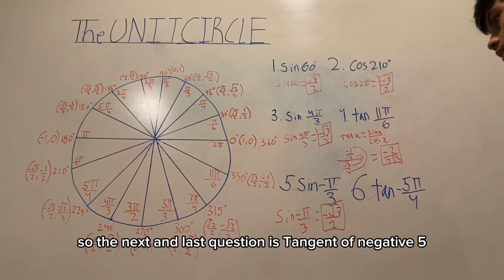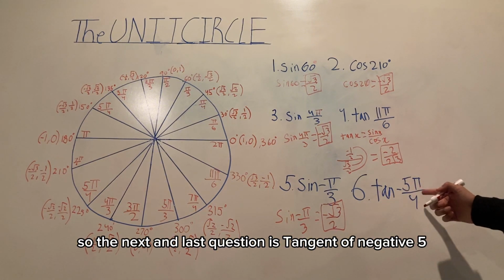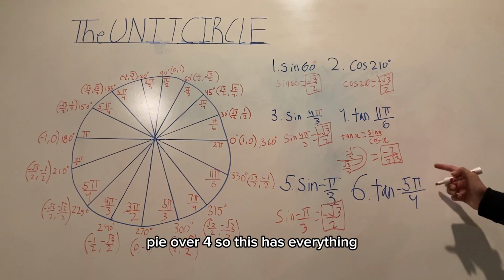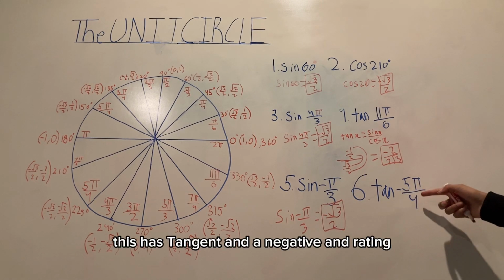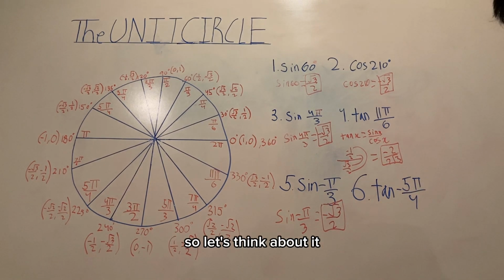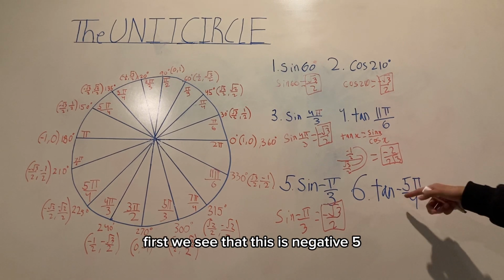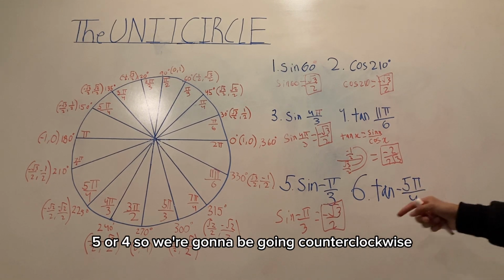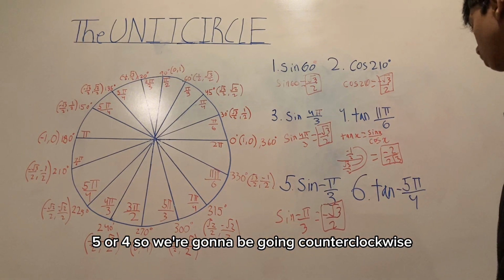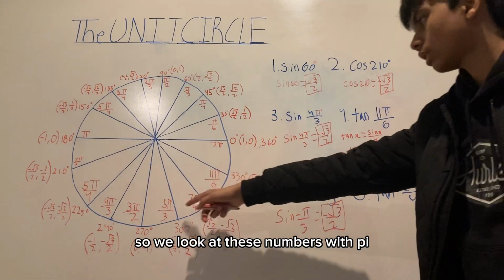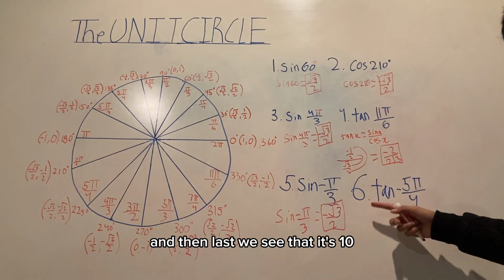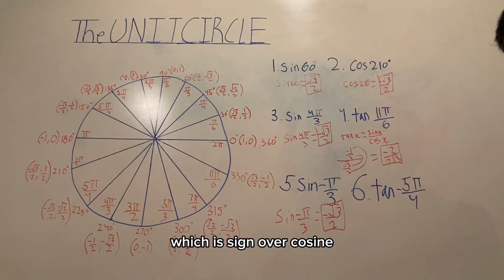Okay, so the next and the last question is tangent of negative 5 pi over 4. So this has everything. This has tangent and a negative and radians. So let's think about it. First, we see that this is negative 5 pi over 4, so we're going to be going clockwise. Next, we see that it's in radians instead of degrees, so we look at these numbers with pi. And then last, we see that it's tan, which is sine over cosine.